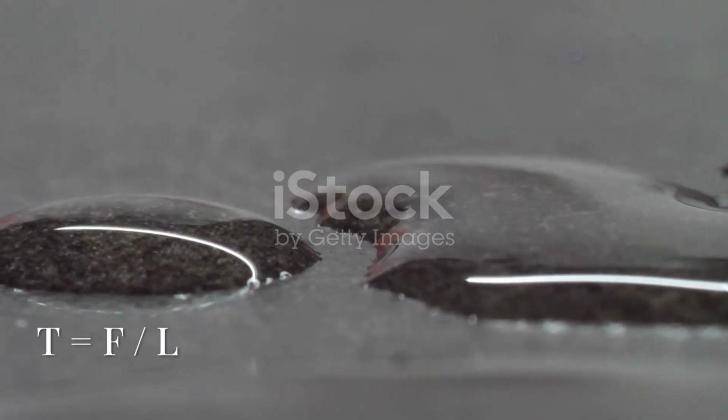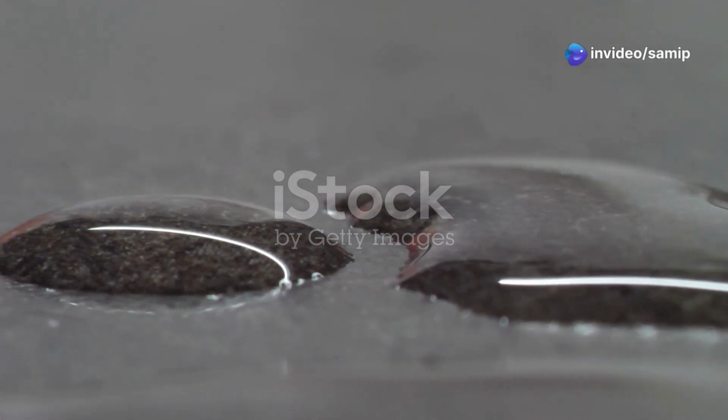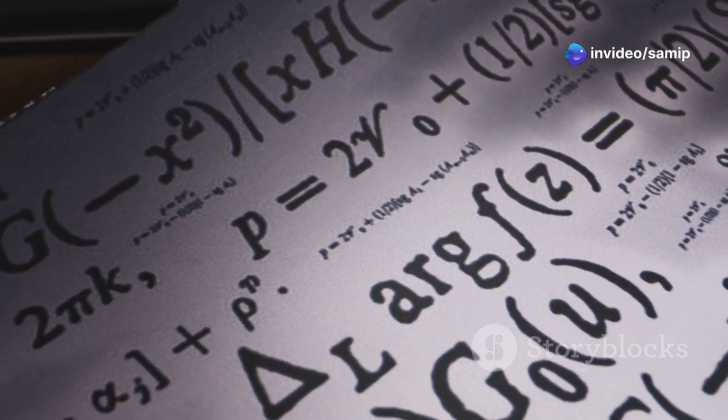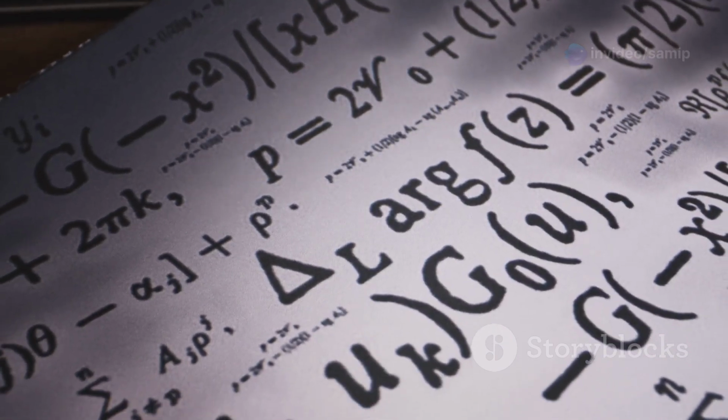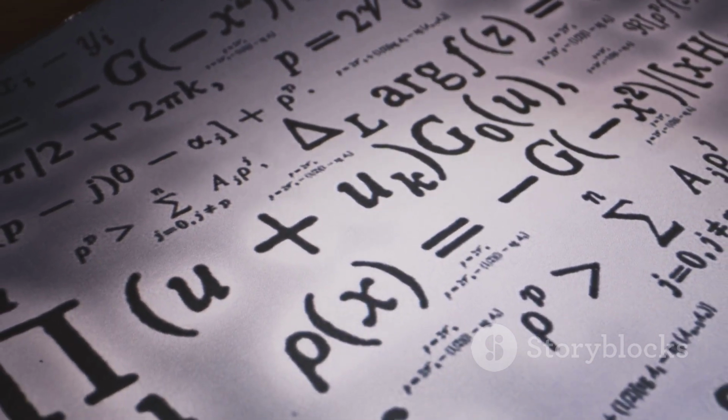Surface tension, another key property of fluids, allows small objects to float and droplets to form on surfaces. Its formula is T equals F/L, where T is the surface tension, F is the force, and L is the length over which the force acts.